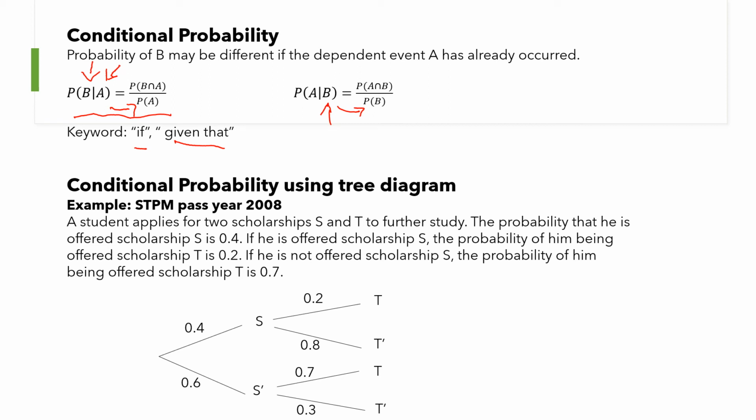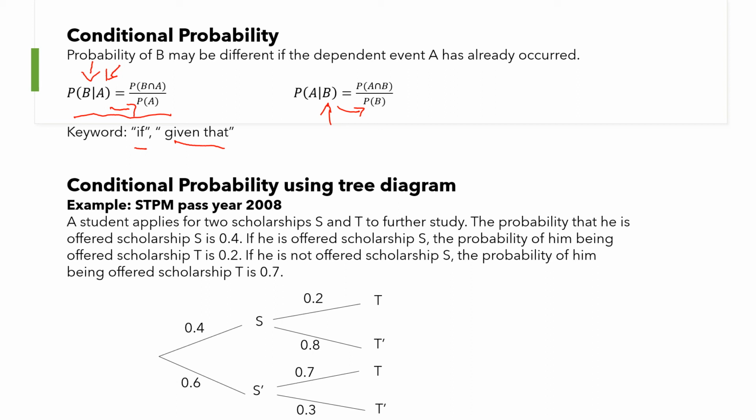Now let's see one example, STPM past year 2008. Here is the question. A student applies for 2 scholarships, S and T, to further study. The probability that he is offered scholarship S is 0.4. If he is offered scholarship S, the probability of him being offered scholarship T is 0.2. If he is not offered scholarship S, the probability of him being offered scholarship T is 0.7.